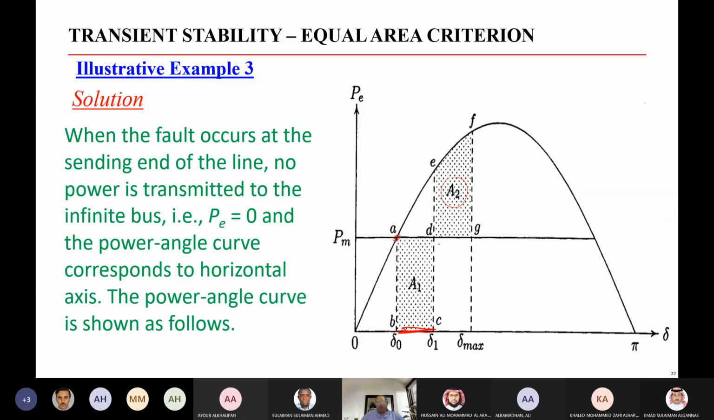And in this case, we have a good margin for stability. This is the stability margin. And you still have a good amount of deceleration area, deceleration or stability margin, let us say. This is the stability margin.